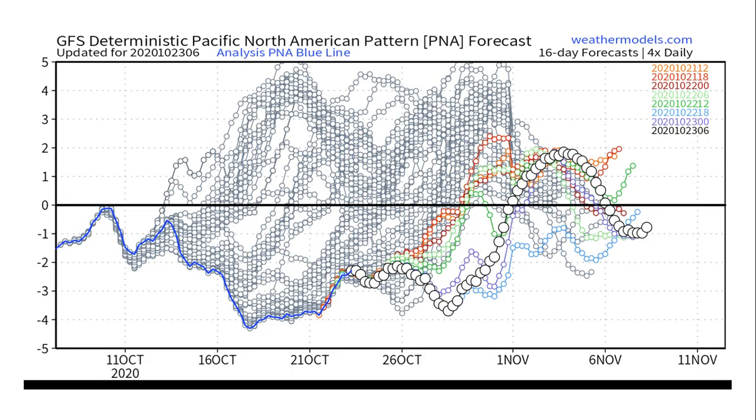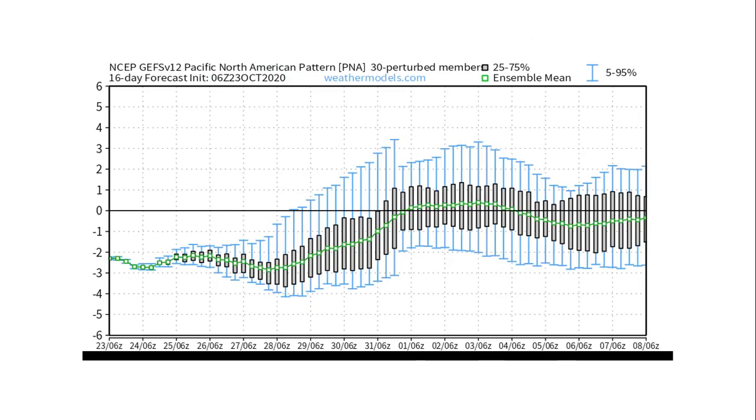The GFS deterministic PNA forecast showing a negative phase, eventually becoming positive briefly the first week of November, and then dipping back to negative around the 7th to 8th of November. And then the NCEP GEFS version 12 PNA forecast, 16 days out into the future. We're going out to the 8th of November there on the far right. Starting off negative and then rising to neutral and then dipping negative again in the first week of November.